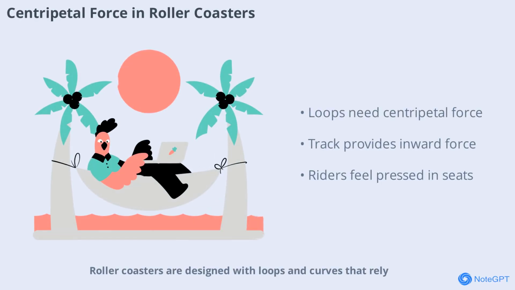Roller coasters are designed with loops and curves that rely on centripetal force to keep the cars safely on the track. As the coaster speeds through a loop, the track provides the inward force needed to maintain circular motion. Riders feel pressed into their seats, experiencing the effects of both centripetal and centrifugal forces.